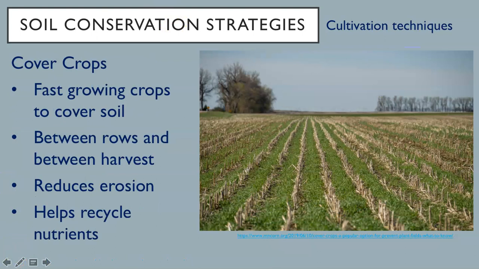Another conservation strategy is the use of cover crops, fast-growing crops which cover the soil, between rows or in between harvests. Again, these reduce erosion and they help recycle the nutrients.